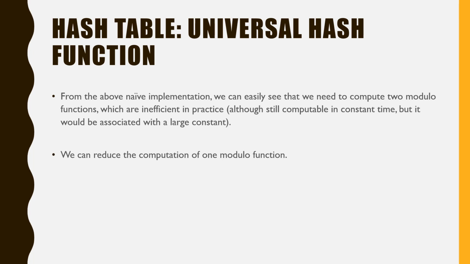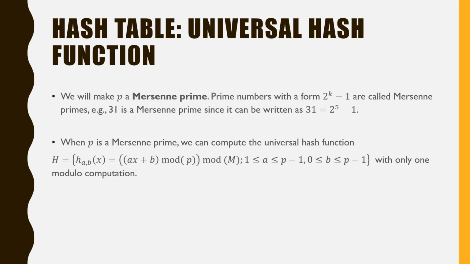Luckily, we can use a trick to reduce the number of modular operations to 1 from 2. The trick begins with assigning p as a Mersenne prime, which is defined as a prime number that can be written in the form of 2 to the power of k minus 1, where k is a positive integer. For example, 31 is a Mersenne prime as it is a prime number and can be written as 2 to the power of 5 minus 1. Also, note that p needs to be larger than the largest hash key.